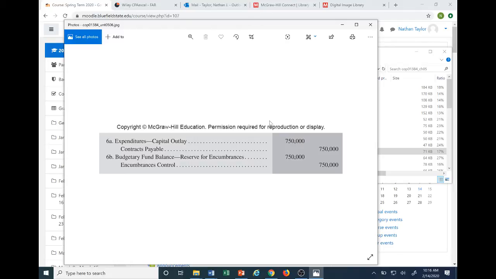Of the original 1.5. Next, we have to set up an expenditure, right? Because now we have a liability. He's billed us. He's done the work under the contractual obligation, and he's billed us for it. So now we have to set up the expenditure. So we debit expenditures, capital outlay for $750,000, and credit contracts payable, because now we have a liability with the contractor, right? He's done his work.